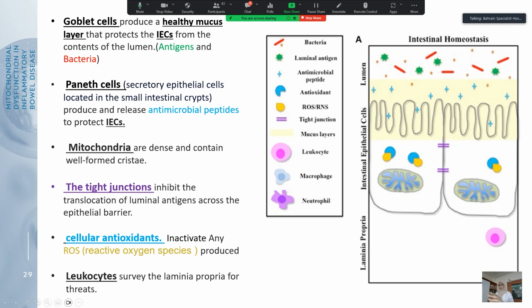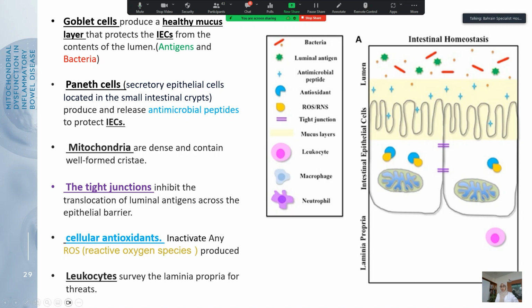This is a picture of the normal intestine. The outside things here are the bacteria, and these are the human antigens. The epithelial cells are protected by this yellow shaded mucus layer. The mucus layer is made by the goblet cells, to protect the intestinal epithelial cells. The second important thing is the Paneth cells. Paneth cells are secretory epithelial cells, and they release these blue star organelles. These are antimicrobial peptides.